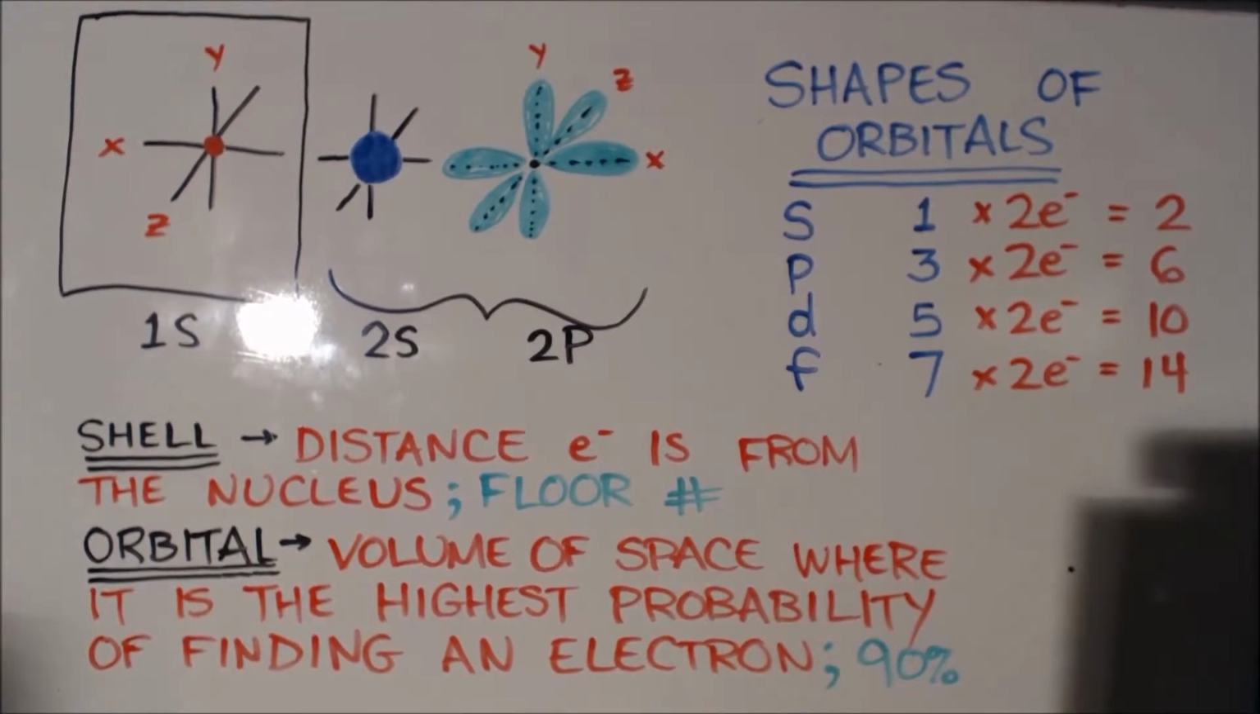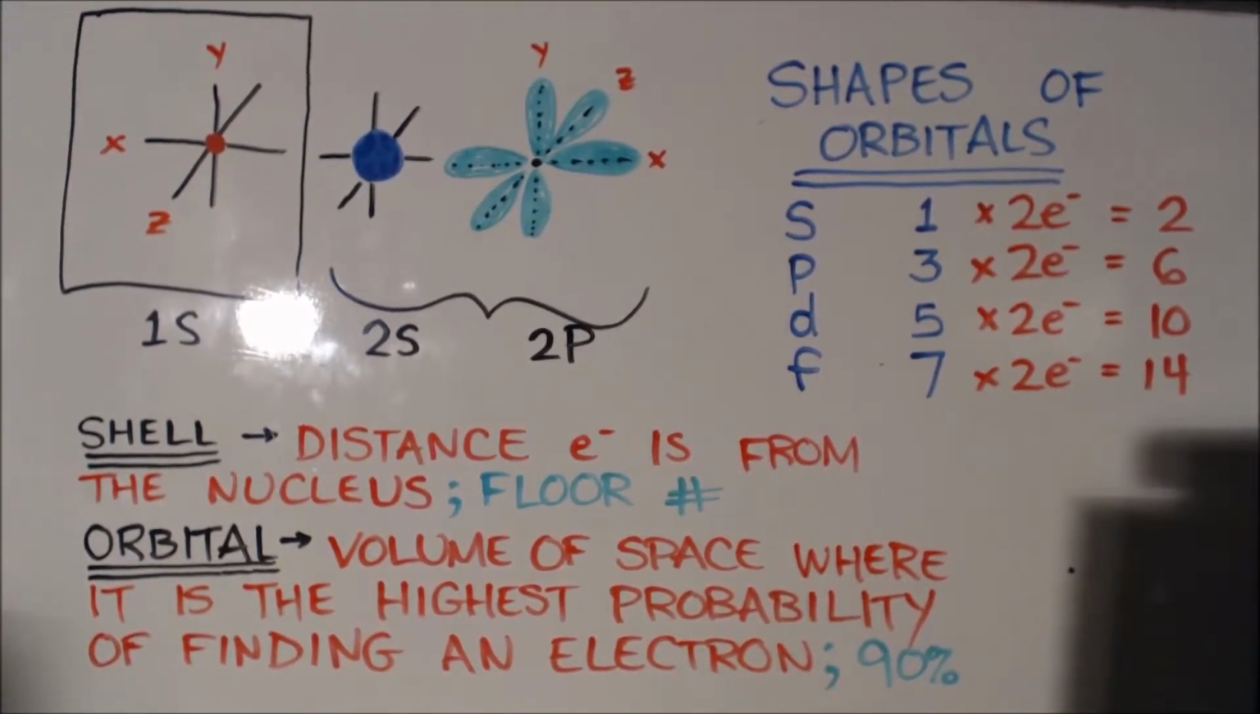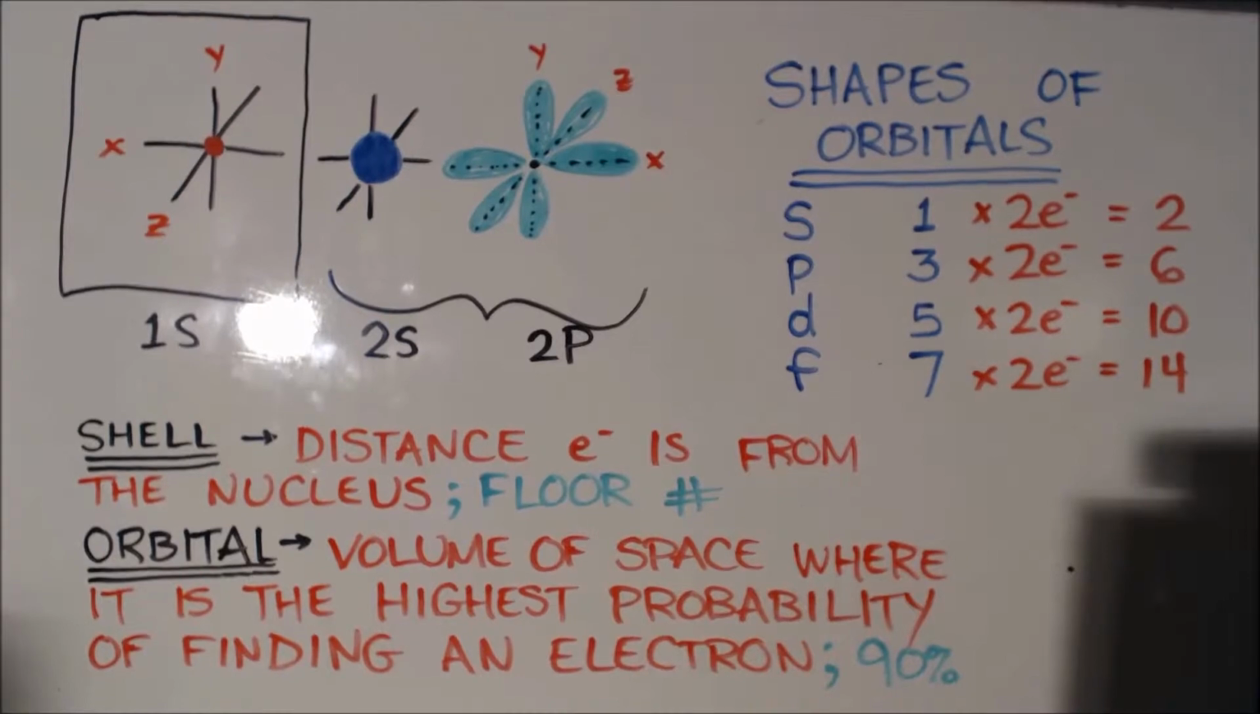I'm here to talk about orbitals today. But before we do that, you need to know what a shell is, okay? Now, a shell is just the distance that the electron is from the nucleus, okay? Remember, the nucleus has the protons and the neutrons. They're all smashed up in the middle, right?